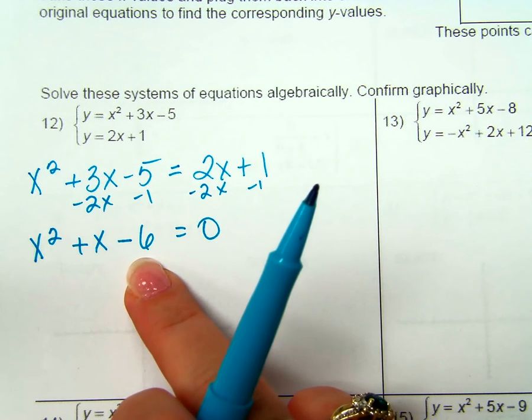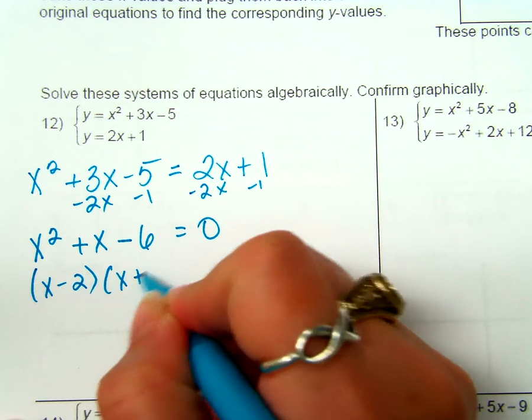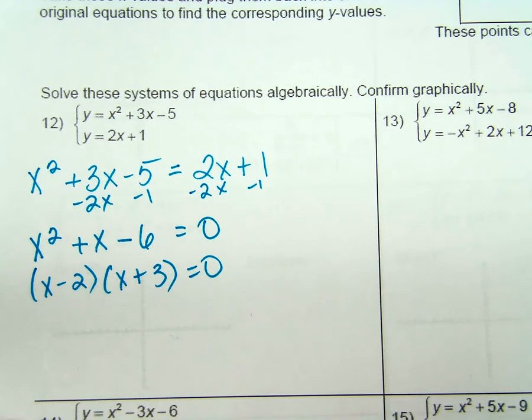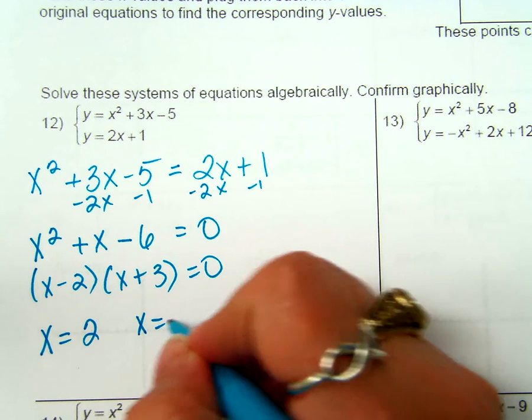Negative 2, positive 3, right? So negative 2 and positive 3. Now that I have my factors, how do I solve for x? Set each of the factors equal to 0. That's perfect. So x equals 2 and x equals negative 3.